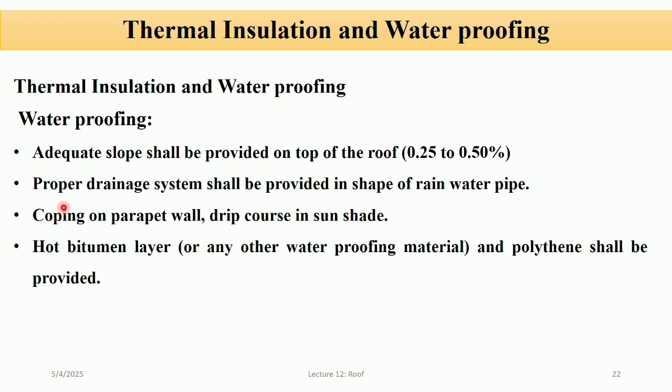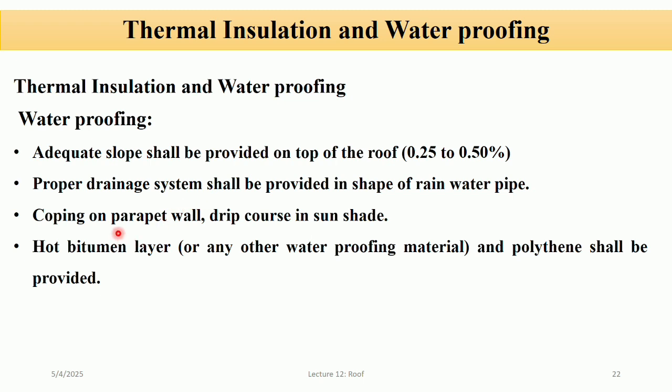And rainwater pipes or drain outlets are installed to collect and discharge rainwater. These pipes are connected to the roof at the lowest point to ensure smooth water flow. Without proper drainage, even a small amount of water can cause leakage, cracks, or structural damage over time.